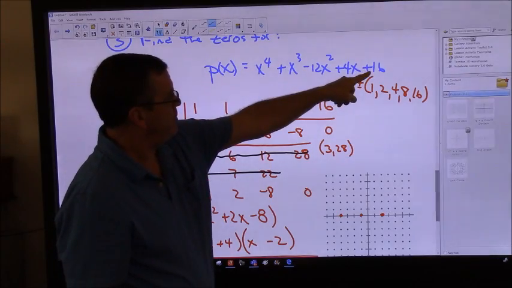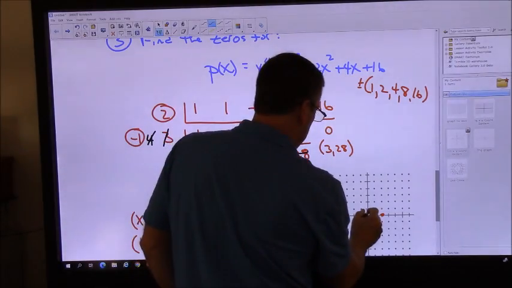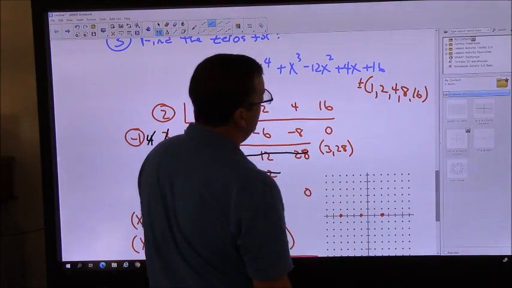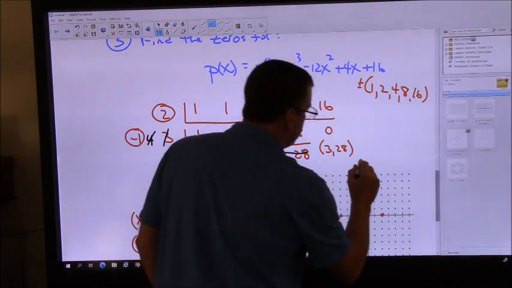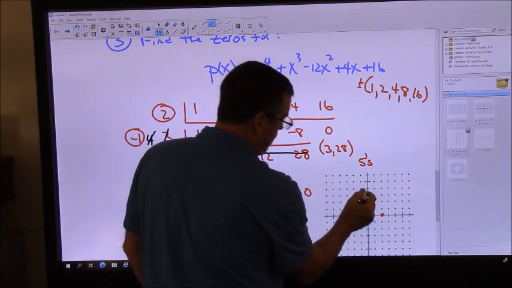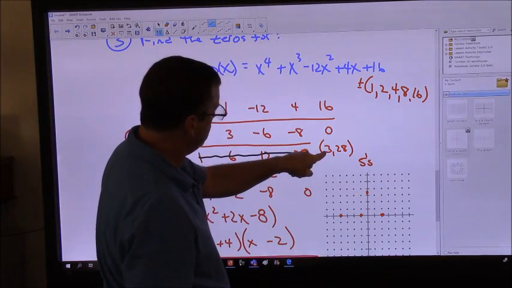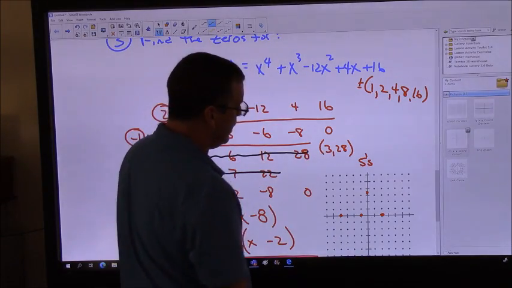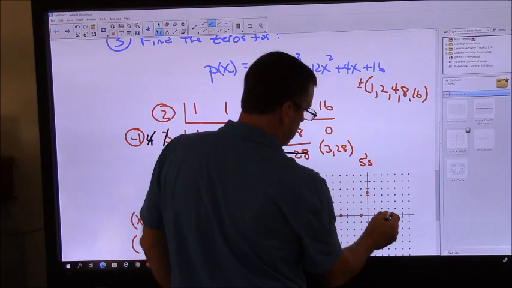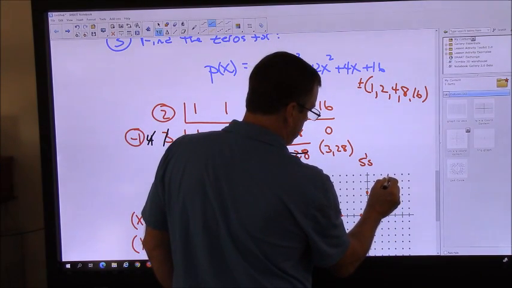My y-intercept is positive 16. So let's see, if I count by 5s, there's 5, 10, 15, 16 would be right there. Remember, I've got this additional point, 3 comma 28. So there's 3, 5, 10, 15, 20, 25, maybe somewhere right about there.